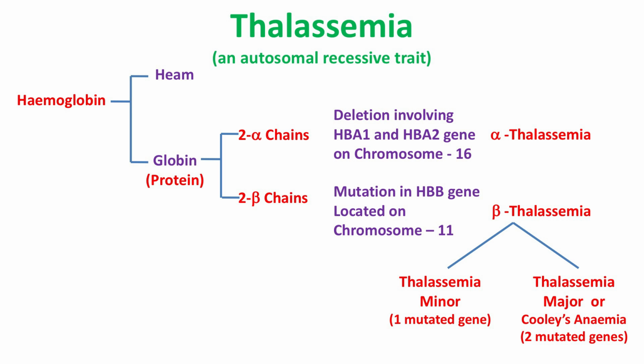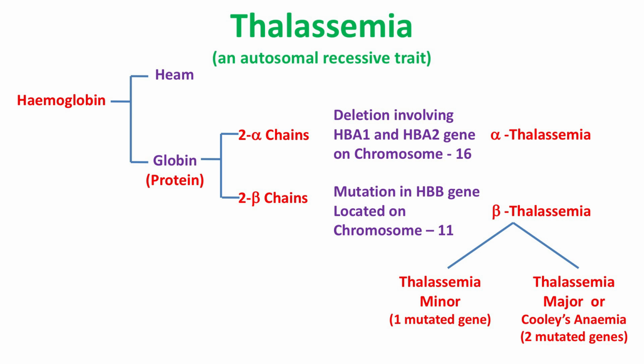Okay? If there is a mutation in the gene HbA1 or gene HbA2, then the body fails to produce alpha chain, and that is called alpha thalassemia. And when there is a mutation in the gene HBB and the body fails to produce beta chain, that is called beta thalassemia.